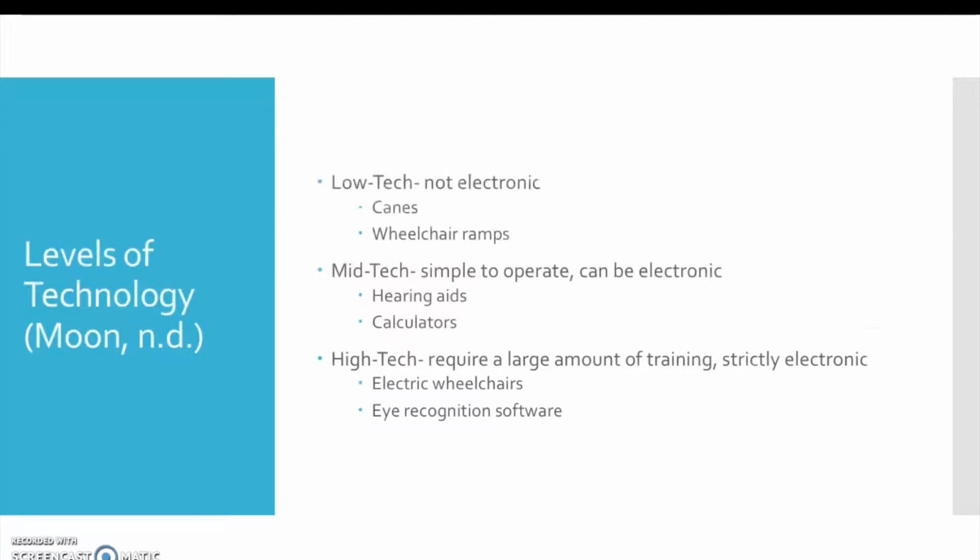There are different levels of technology. First, we have low technology. It is non-electronic. Examples of this will be canes or wheelchair ramps, or even just regular wheelchairs. You can obviously see wheelchair ramps at schools or children in wheelchairs even. Next, we have mid-technology. These things are simple to operate. They may or may not be electronic, and examples of these are hearing aids and calculators. Lastly, we have high-tech, which requires a large amount of training in order to operate, and they are strictly electronic.